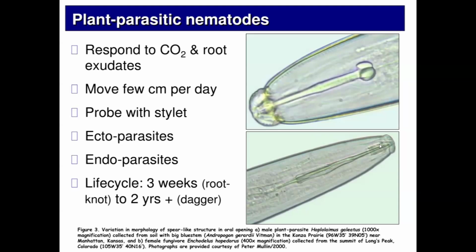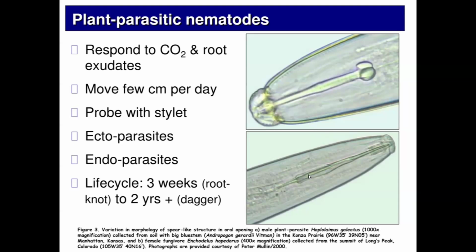This is the second one with a very long stylet here. Really long. You see, it doesn't even have a stylet knob like this first one. So it can penetrate distances and then begins to feed on whatever it needs to feed on.